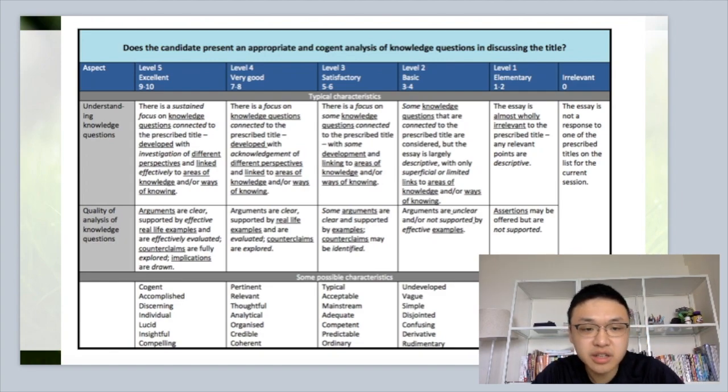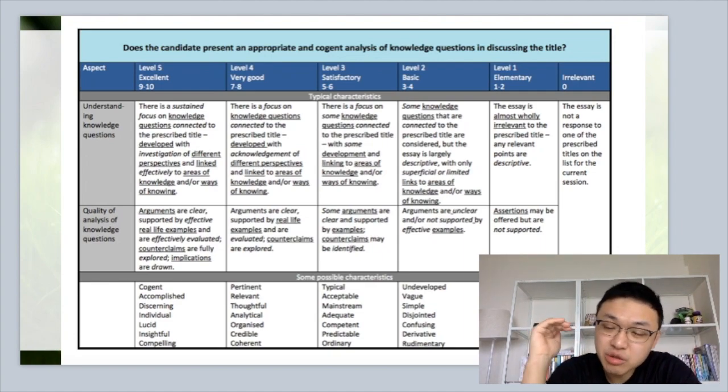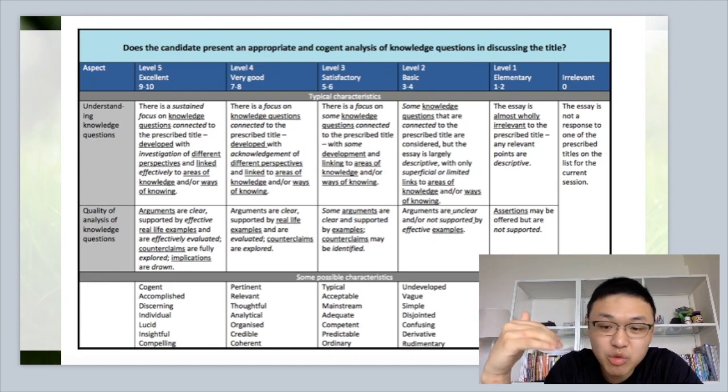And then the second one is the quality of analysis of the knowledge questions. So the arguments are clear, supported by effective real-life examples. So you need to have real-life examples, and implications are drawn. You don't just state real-life examples. You need to ask, so what, right? After you state a real-life example, you need to explain why that is significant. What does it mean?